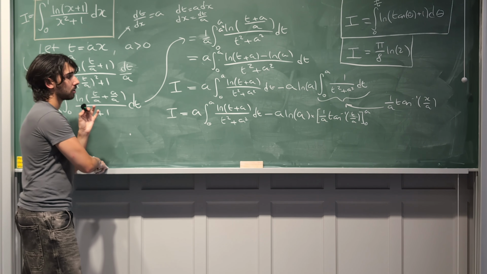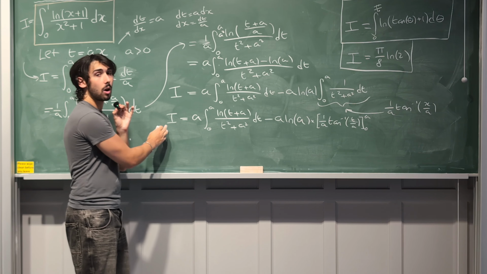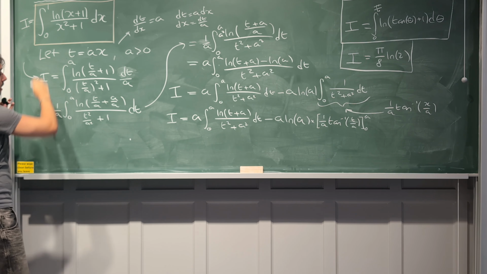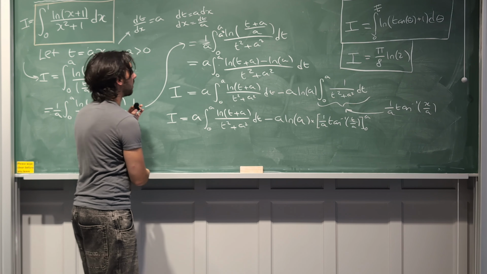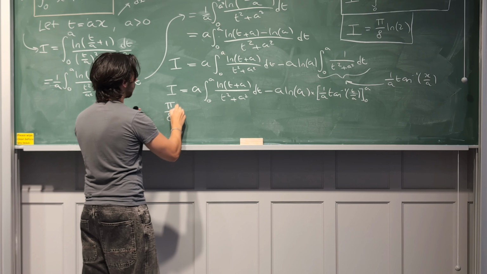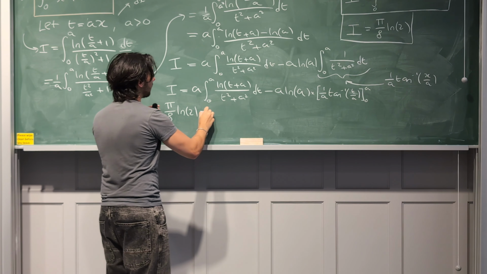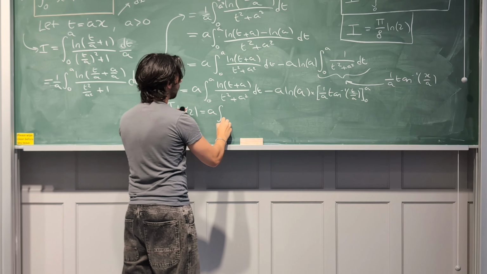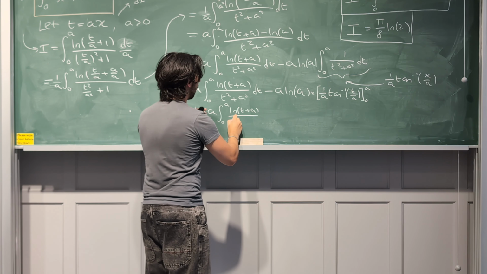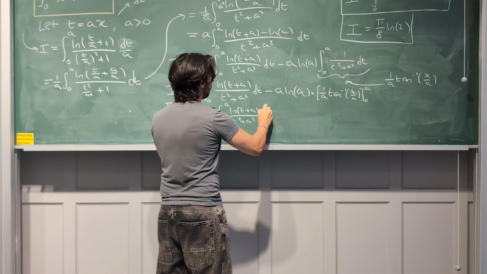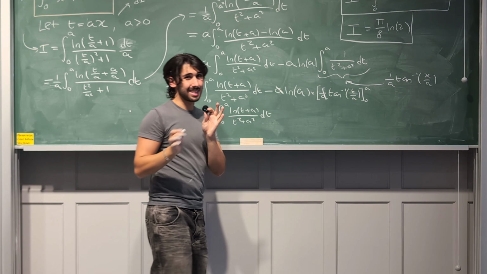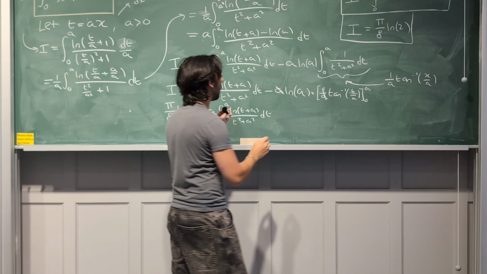But guys, one thing I'm going to do now is I'm going to say that, remember, we worked out just earlier that I, which is the integral that we actually began with, is pi over 8 times the natural log of 2. So now we can say that pi over 8 times the natural log of 2 is equal to a times the integral from 0 to a of the natural log of t plus a over t squared plus a squared dt. Now, this a and this 1 over a just immediately cancel out, so we can sort that out right away.